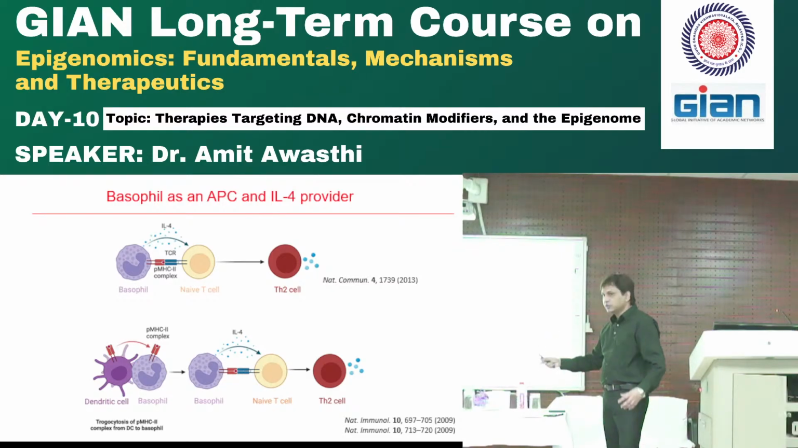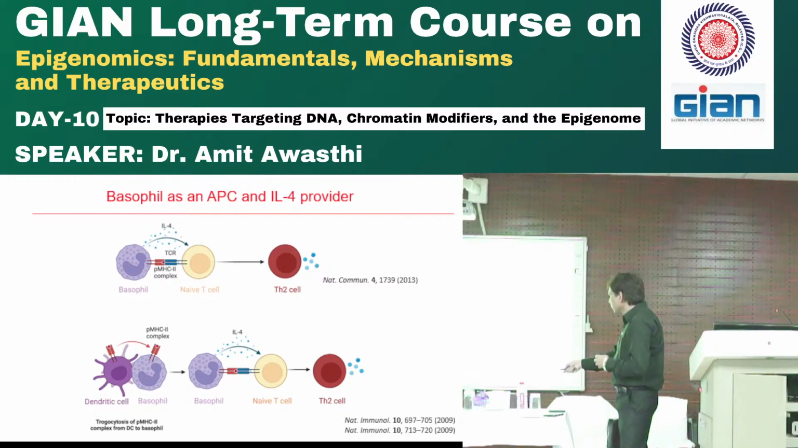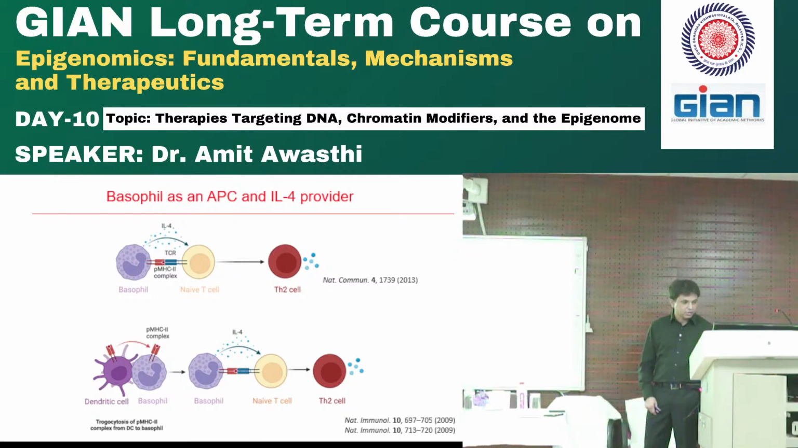In some conditions, the dendritic cells and basophils interact, and this process is called trogocytosis, meaning the MHC molecule of the dendritic cells is transferred to the basophil. As a result, the basophil becomes an antigen presenting cell and makes IL-4 and Th2. So this is the initial identification of how basophil contributes to IL-4.